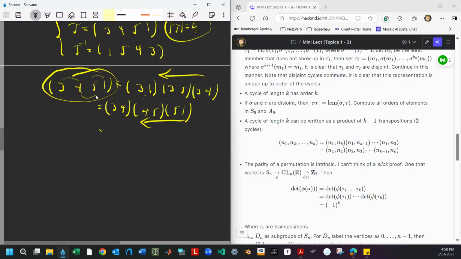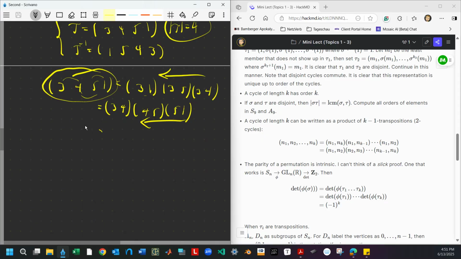So if I have an n-length cycle, the minimal number of swaps required will be n minus 1, right? So this is an even length cycle, and it's got odd parity, right? So this oddness and evenness of these things is going to be really important.